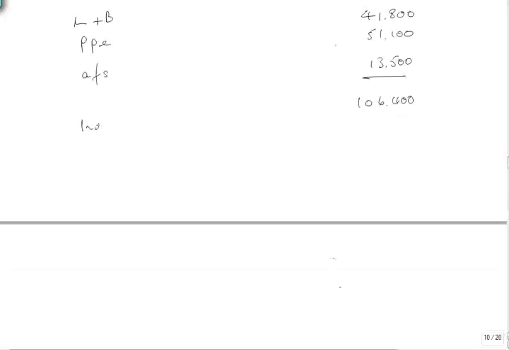And then we've got the current assets. Inventory 19.8. Do I have any receivables? Yes, we do. Receivables 29,000.